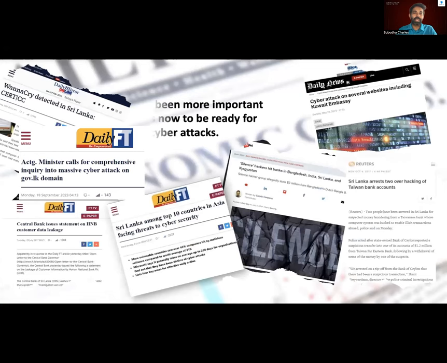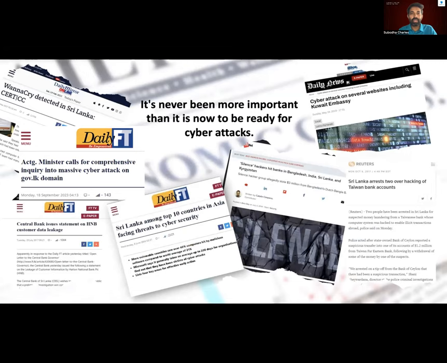And in the recent past, we can see things escalating, right? It's never been more important than it is now to be ready for cyber attacks. And if I talk to you in 5 years' time, I will tell the same thing, because it is a huge challenge. No system, whether it's banking, health, or administrative, will be secure unless we make it secure, right? So the demand for these security engineers is huge.